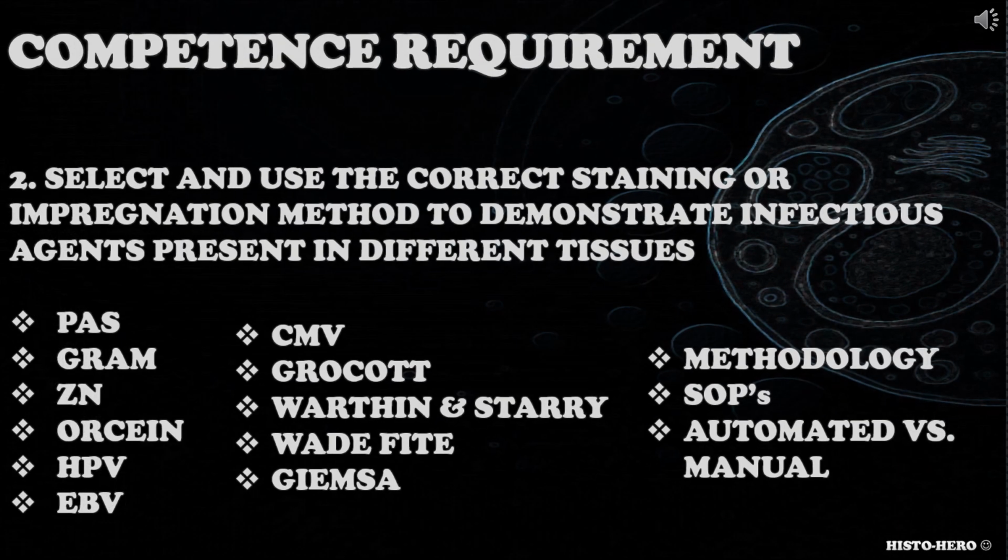The second competence requirement is select and use the correct histochemical method to demonstrate infective agents present in different tissues. Candidates should be able to correctly select and perform relevant staining and impregnation methods. Does the candidate select and use correct staining methods to demonstrate carbohydrates? Do they follow local protocols and SOPs? If not performed in-house, are they aware of stains used to demonstrate carbohydrates? Do they perform the stains manually or use automated stainers?